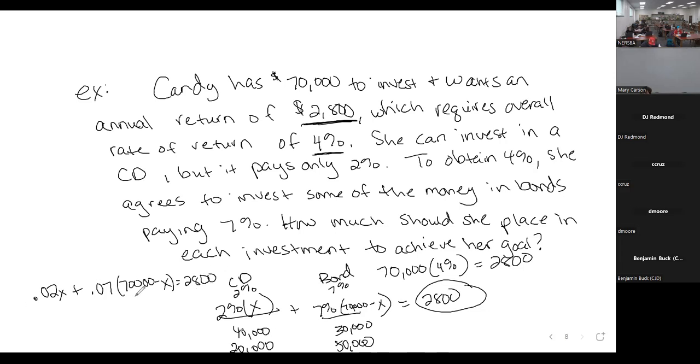And then you solve this linear equation and we can figure out how much is going to go into the CD and how much is going to go into the bond for us to get the return of $2,800. Okay, so let's finish solving this.